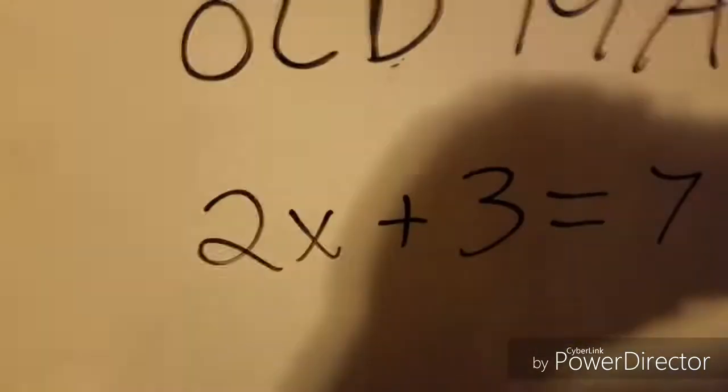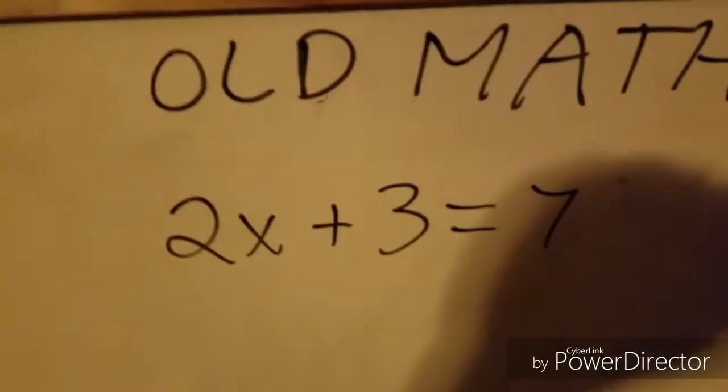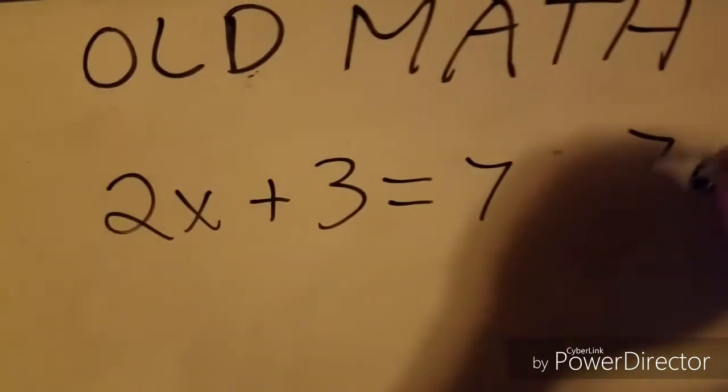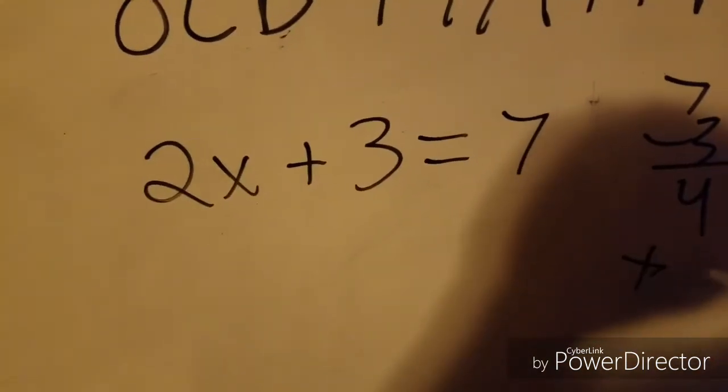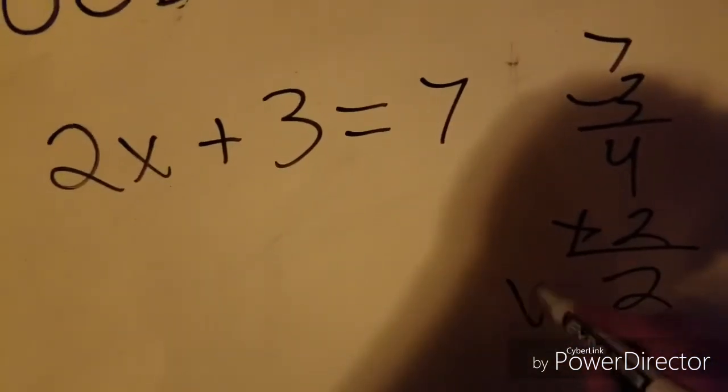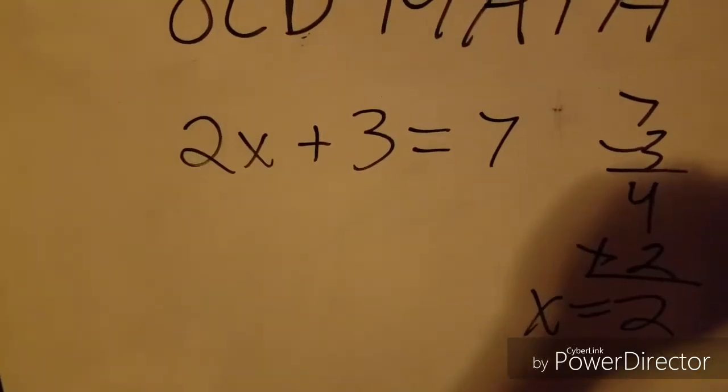Let's do a simple variable equation for the old math. Start the clock. 7 minus 3 equals 4, divided by 2 equals 2, x equals 2. 6 seconds. Who's ready for the new math? Let me show you.